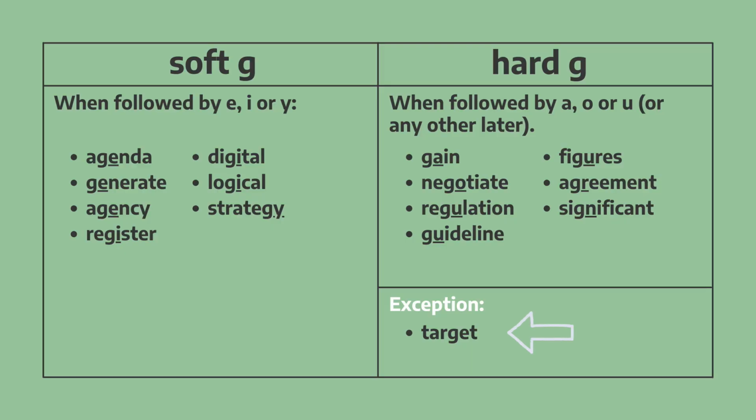But, as is often the case with English, there are some exceptions. One of those exceptions is a word that is very often used in business, target. Target. So as you can see, the G is followed by an E. But we don't use a soft G, we use a hard G. It's an exception. Why? Because it has Germanic roots. But let's not worry about the why. Let's just try to remember that this one is different. Target is an exception. It has a hard G.